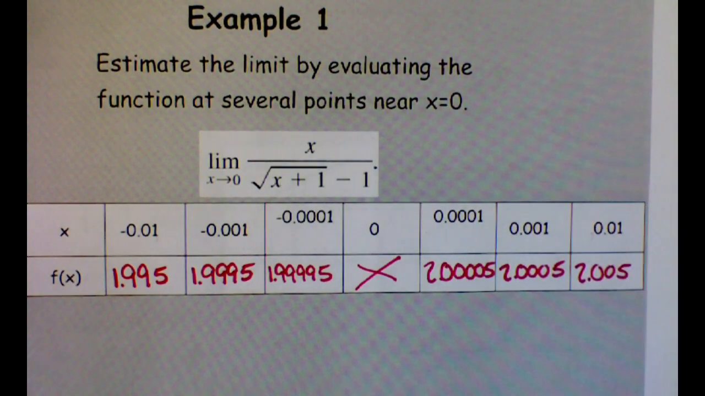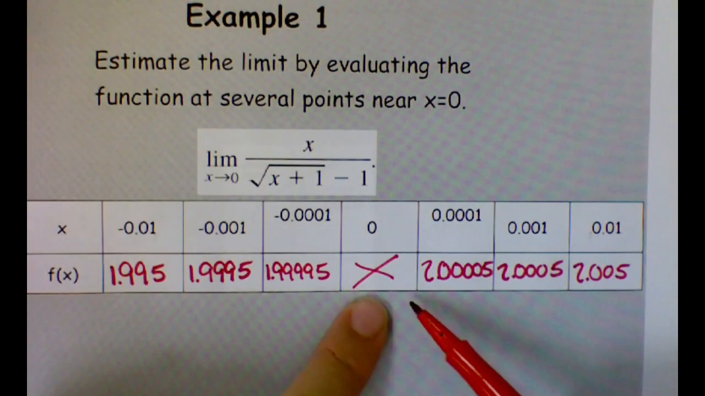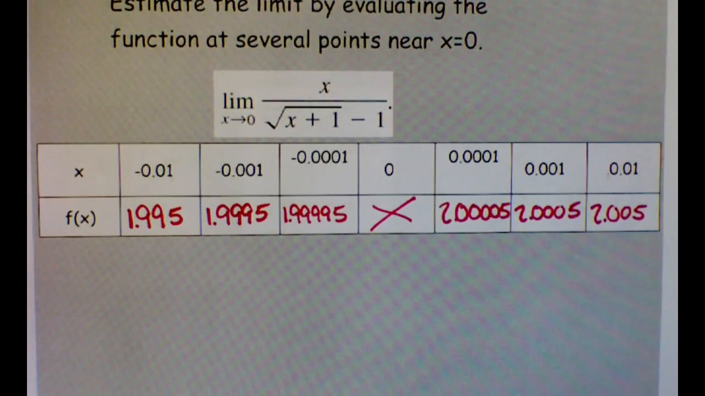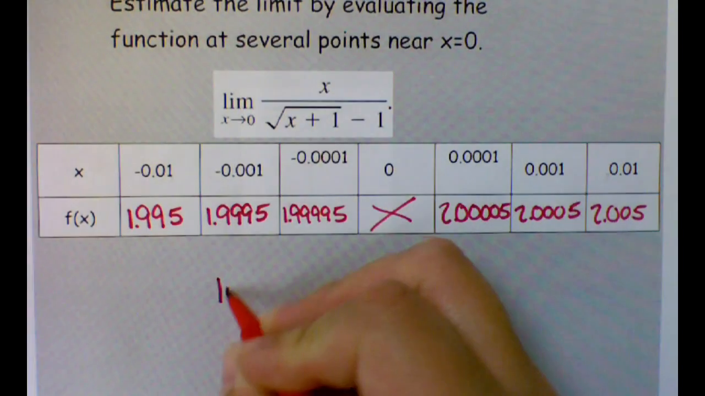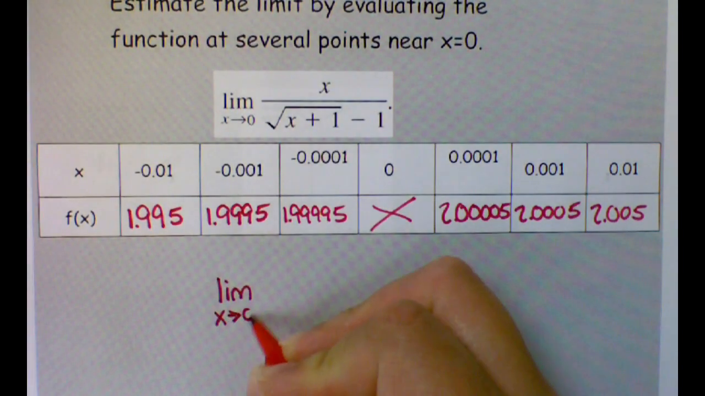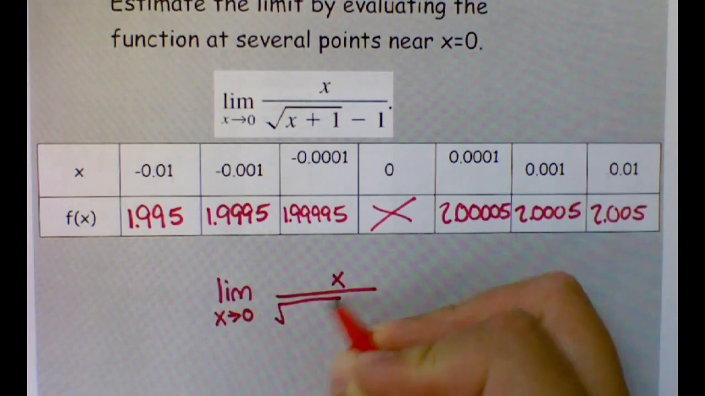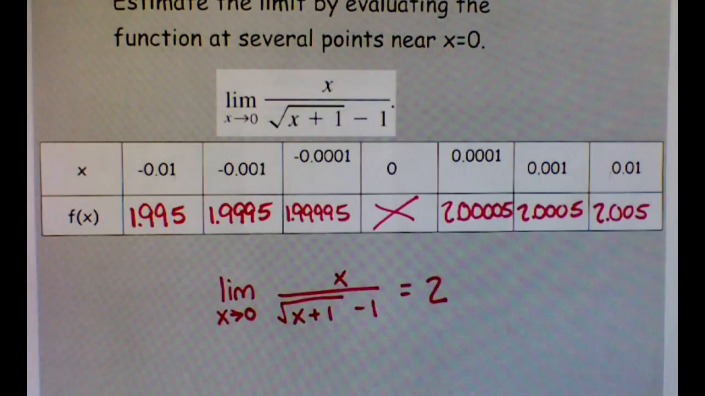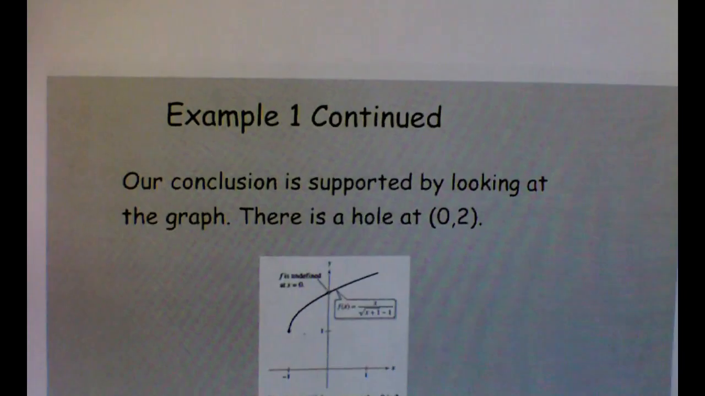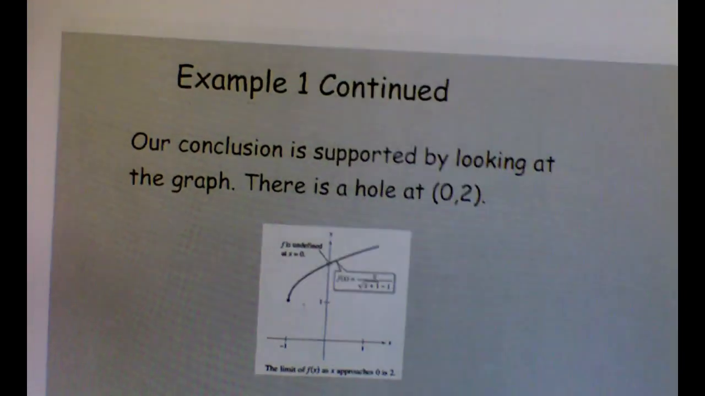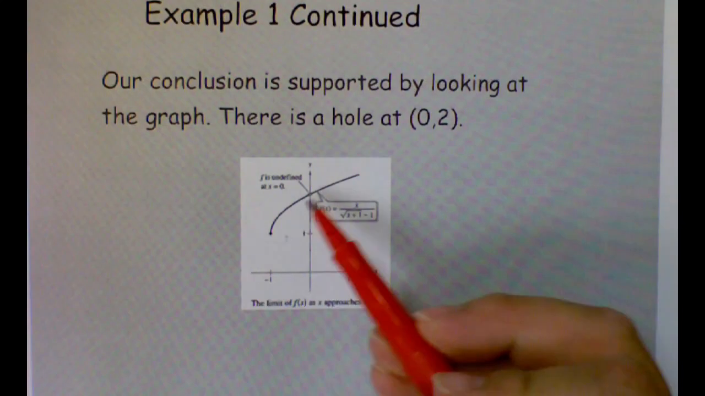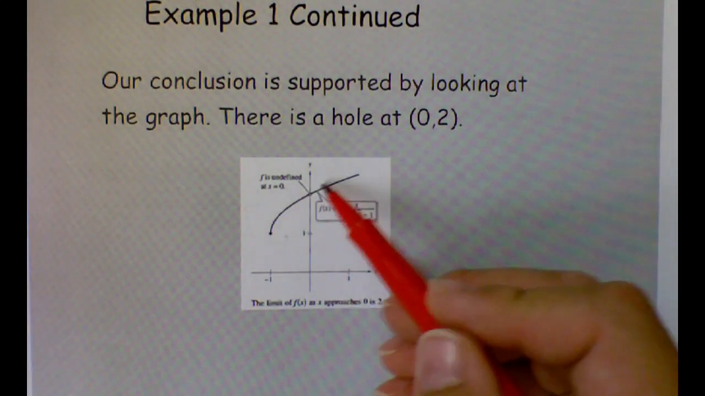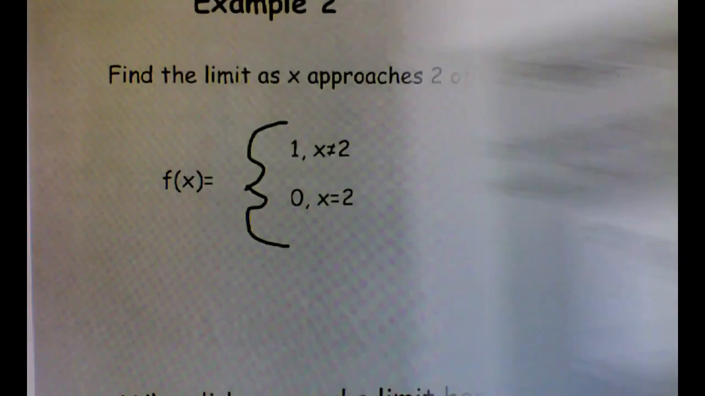Now if you look at this, you'll notice that as I get closer to 0, what number do my y values get really, really close to? It seems to me like they get really, really close to 2. So I would say the limit as x approaches 0 of this whole function equals 2. And there's my answer. Our conclusion is supported by looking at the graph. This is the graph of that function, and there's a hole at the point (0, 2), but it gets really close from the left and really close from the right to the value of 2.